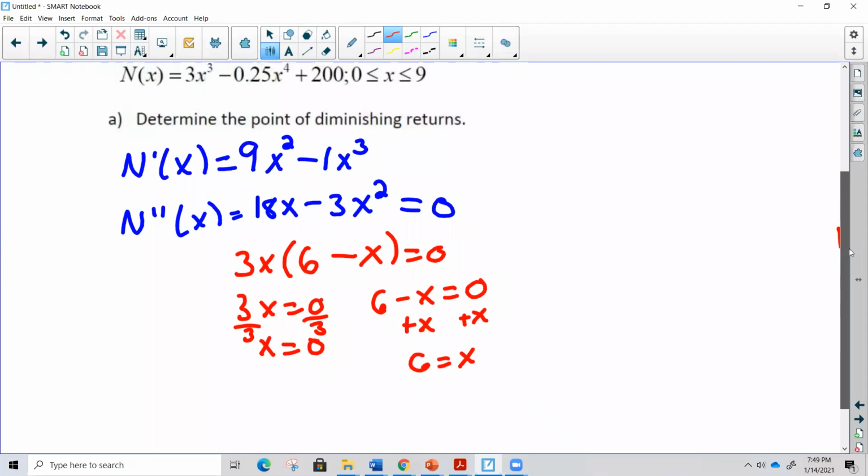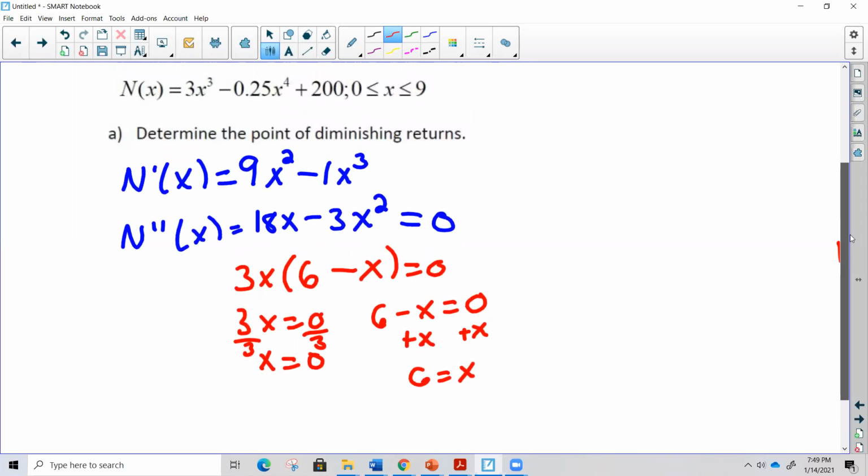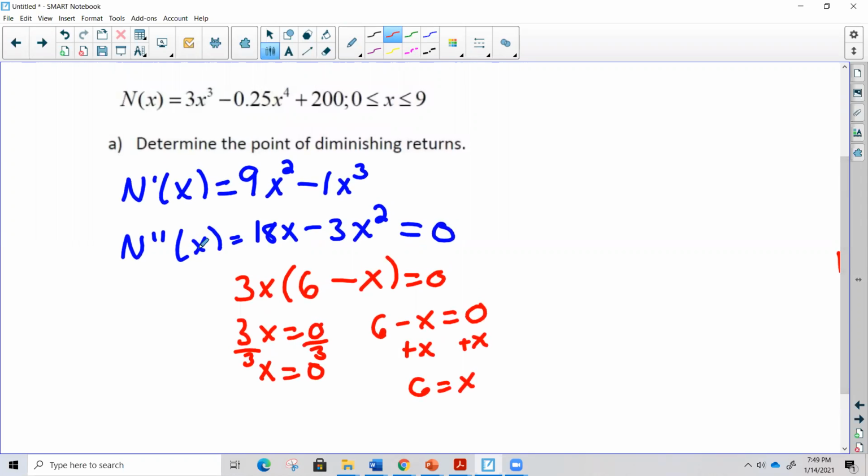And I have to check it. Like, I have to figure out where my second derivative changes from positive to negative. So you can't just stop here. You have to check it by doing a sign chart. So I'm going to draw a sign chart for my second derivative. I'm going to put 0 and 6, and then I'm going to put my other endpoint, which is 9, because I'm just looking at these values.